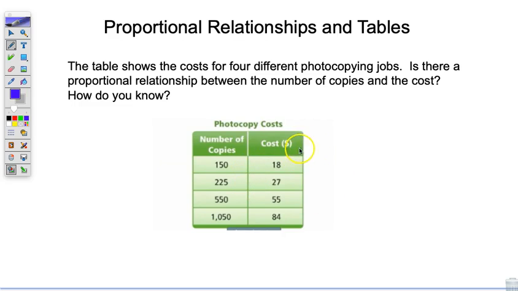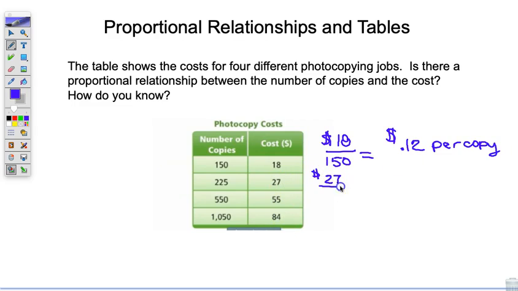So once again, this is the total cost. We're going to take that, 18, and divide it by 150. When we do that, we will get 12 cents per copy. Now you're going to do the same thing to the remaining 3 here. We're going to take the total cost, $27, and divide it by 225. For this one, once again, I get 12 cents per copy. So far it looks as though it's proportional, but let's continue.